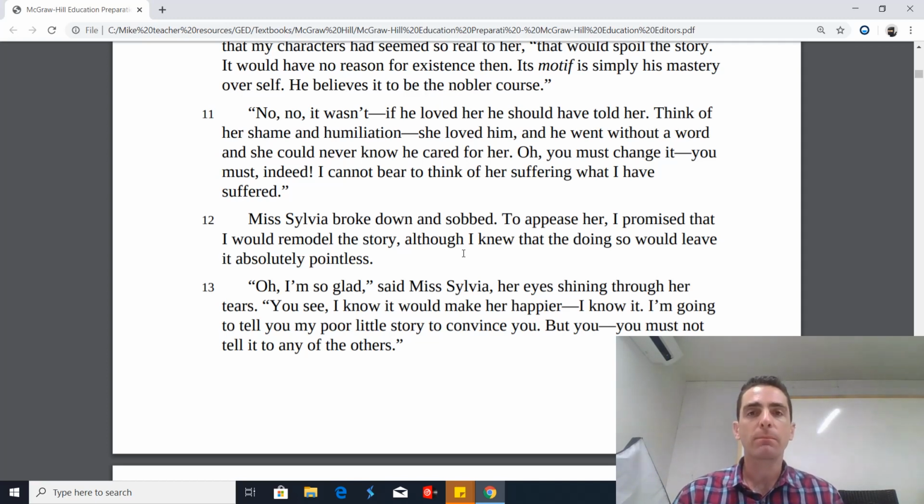So here's an important part in paragraph 11. We've got further character development. We have the lady saying that I cannot bear to think of her suffering what I have suffered. So the old lady, Miss Sylvia, relates on a deep emotional level with what has happened to the female character in the boy's short story. And as a result, she wants the narrator, the boy, to change the ending so that both of them fall in love, we can presume. It's a bit weird, this 60-year-old woman. She obviously has had an experience like this in her life that she's relating the story to.